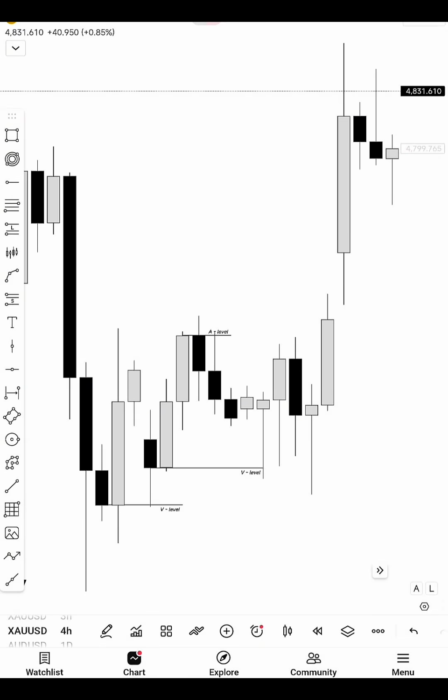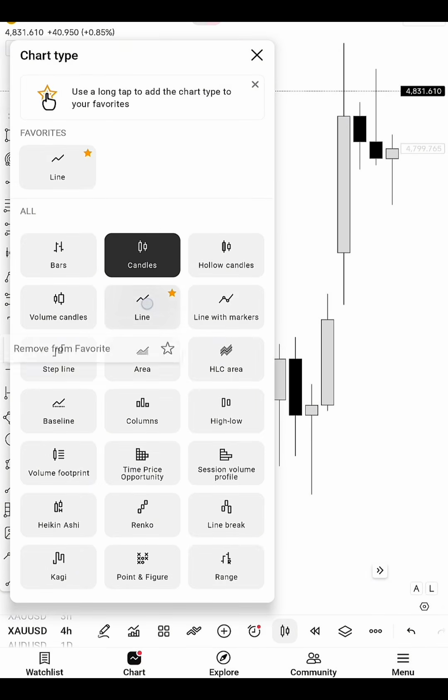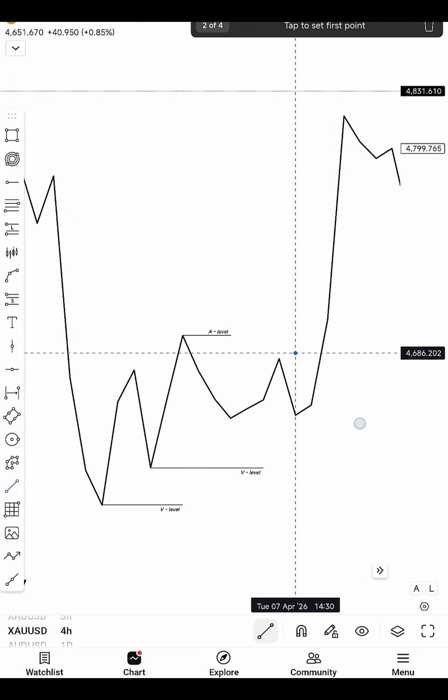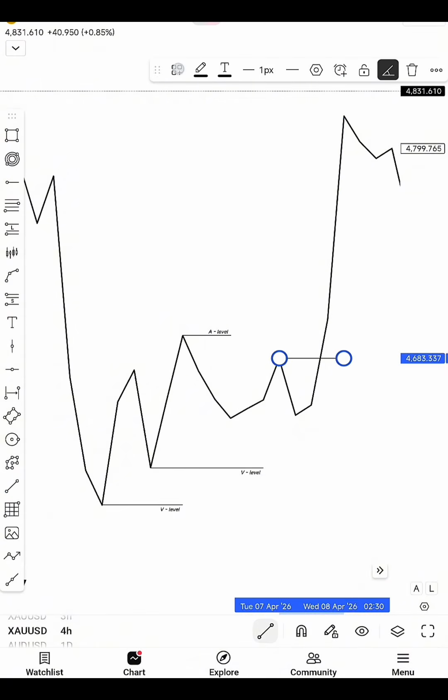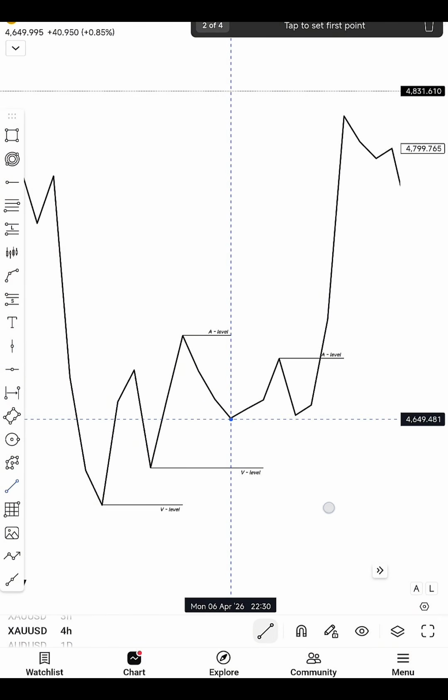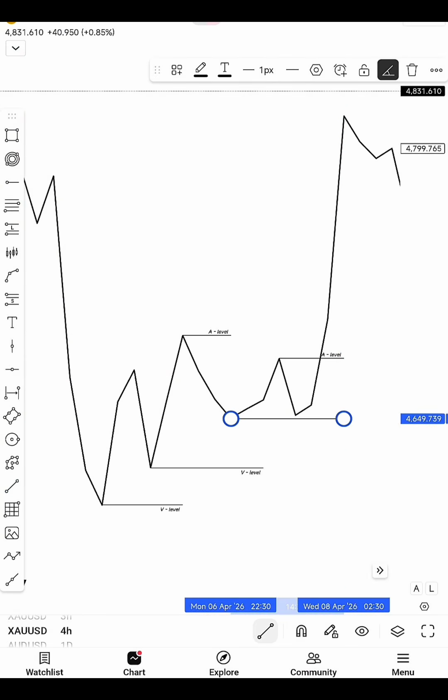Okay, now if you're having trouble with the candle chart, then you can go to the line chart. Go to chart types, tap, and you can see line chart. Tap the line chart, and your chart will look like this. All the highs will be your Classic A, like this. All the lows will be your Classic V, and not all the key levels are for entries. Now you have to find the real one.